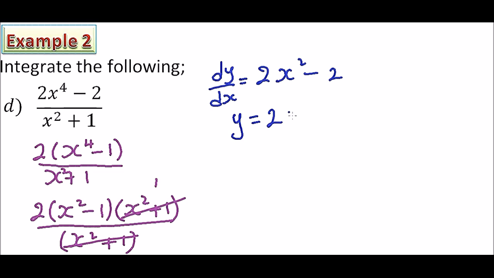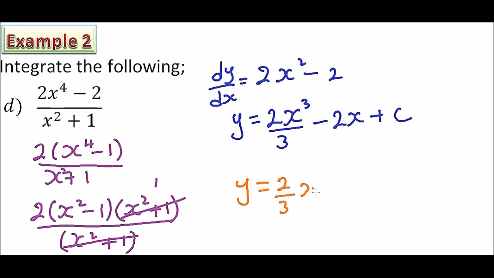Now, once you get used to it, you don't need to write plus 1. So you write it as x raised to power 3 divided by 3 minus 2x plus c. So y is equals to 2 over 3 x cubed minus 2x plus c. So that is the answer to that problem.